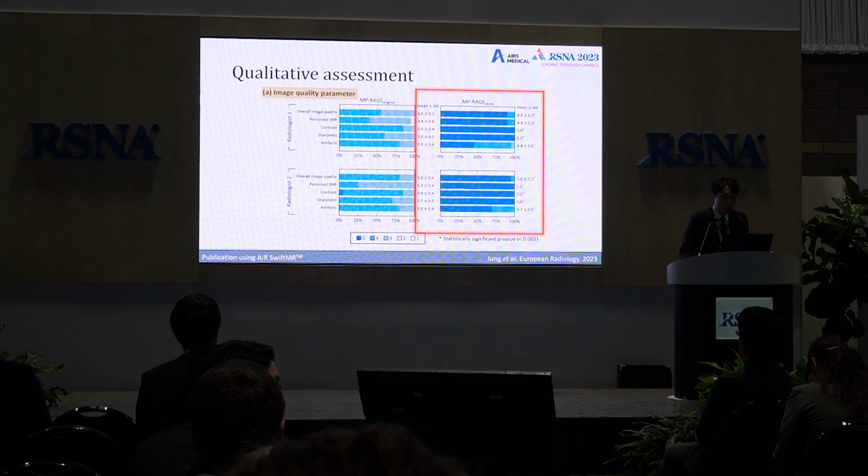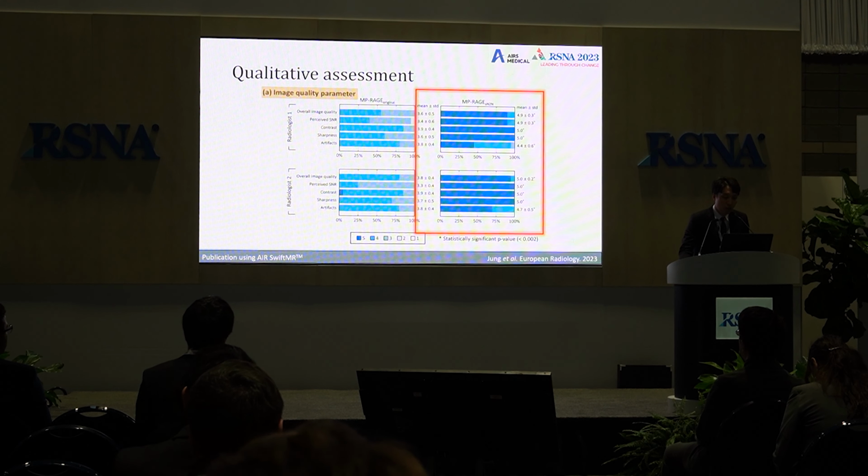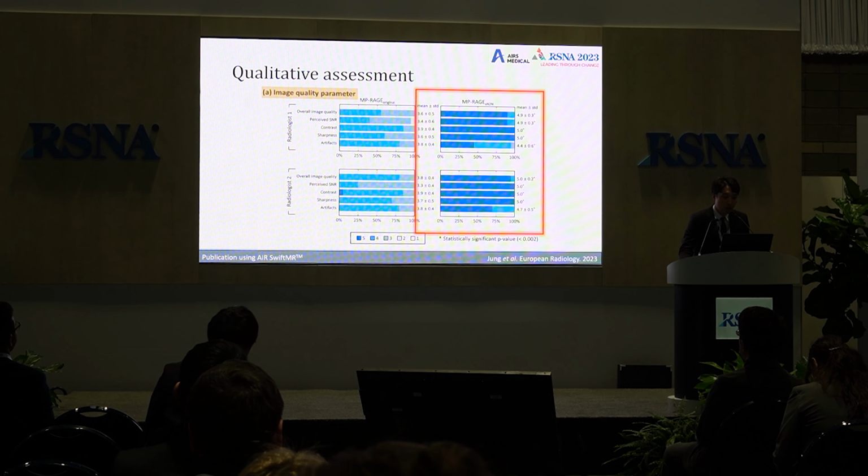Two independent radiologists rated image quality in these parameters, including overall image quality, perceived SNR, contrast, sharpness, and artifacts. The Swift MR reconstruction images had significantly higher ratings than the standard image in all parameters. Similarly, for fine structural delineation, the Swift MR reconstruction images had significantly higher ratings than the conventional one.